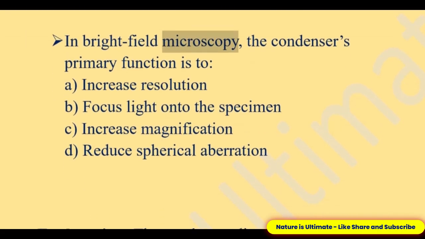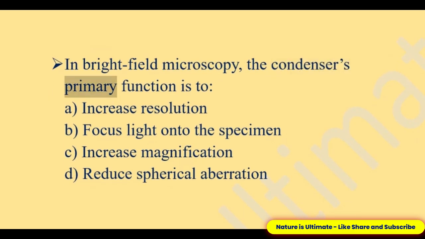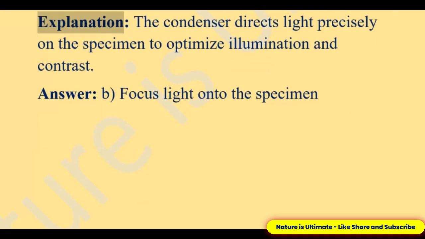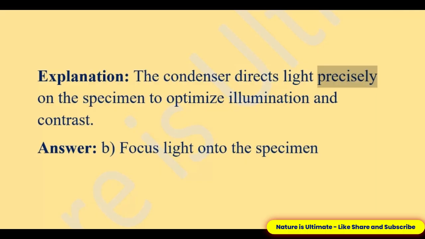In bright field microscopy, the condenser's primary function is to: A. Increase resolution. B. Focus light onto the specimen. C. Increase magnification. D. Reduce spherical aberration. Explanation: The condenser directs light precisely on the specimen to optimize illumination and contrast. Answer: B. Focus light onto the specimen.